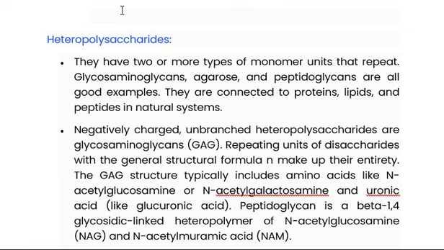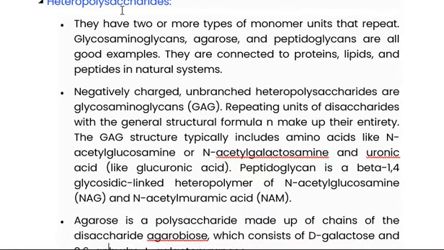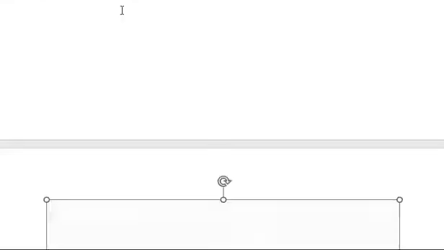Heteropolysaccharides have two or more types of monomer units that repeat. Glycosaminoglycans, agarose, and peptidoglycans are all good examples. They are connected to proteins, lipids, and peptides in natural systems.